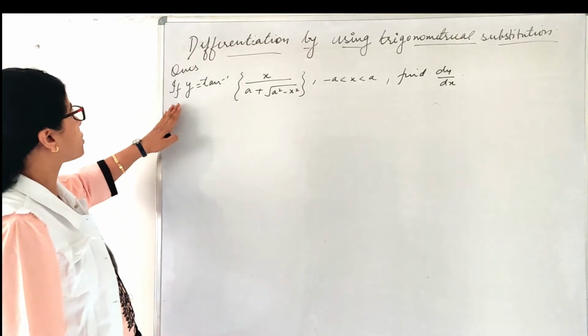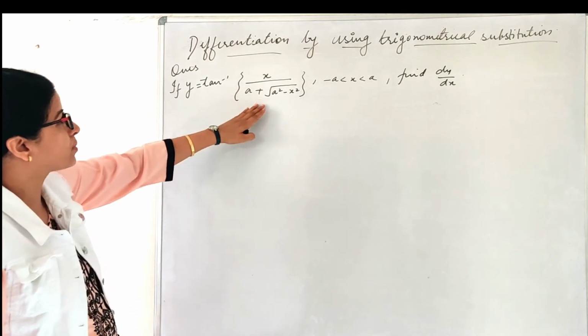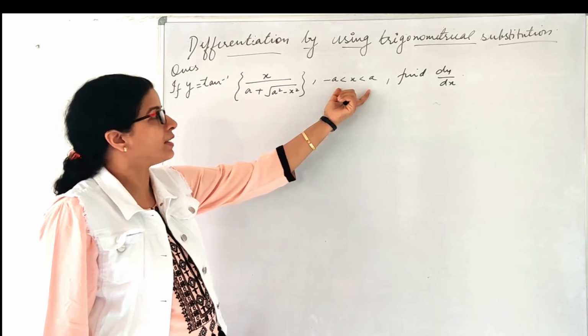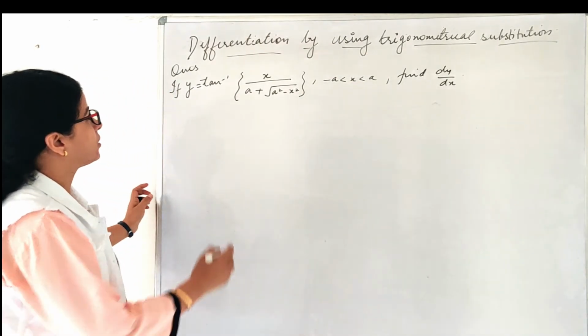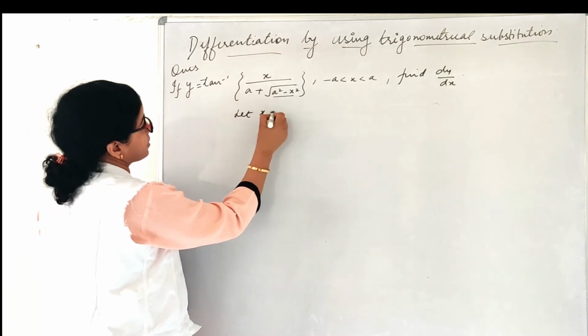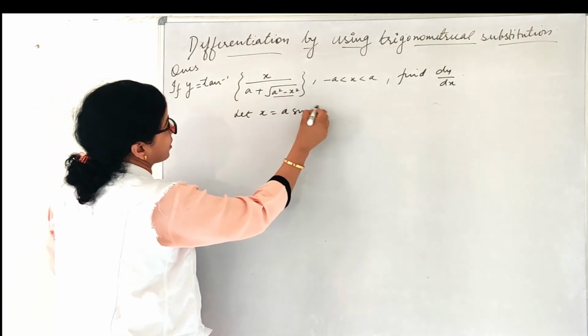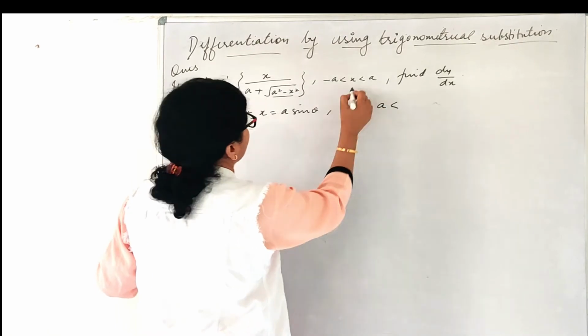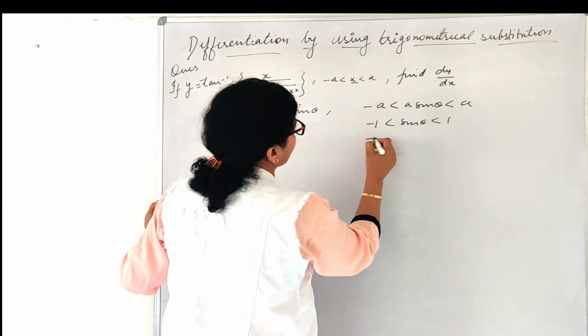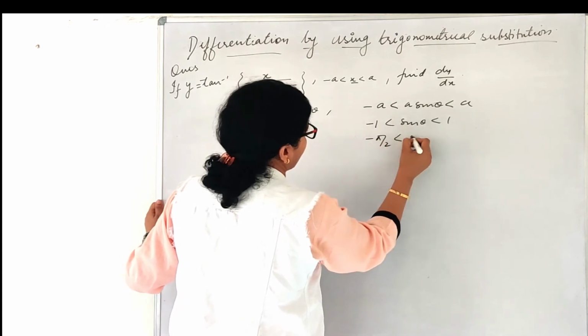Now let us check this question. If y is equal to tan inverse of x upon this, and we have been given the condition where x belongs to minus a and a, find dy by dx. So again we have a square minus x square. So let x is equal to a sine theta. Now we'll check minus a < x < a. In place of x I have assumed a sine theta. So divide by a. So it means my theta lies between minus pi by 2 and pi by 2, right?